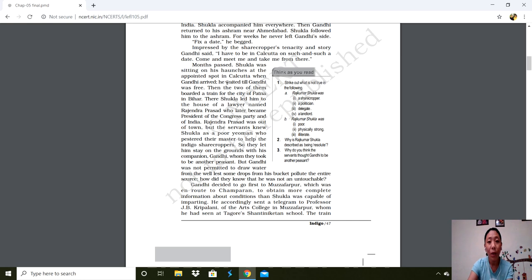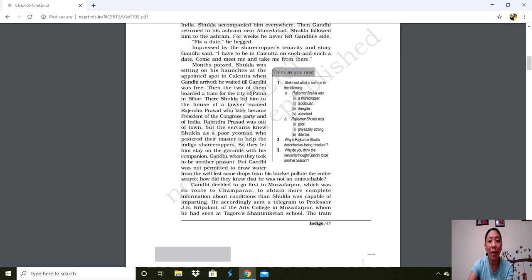Right? He waited till Gandhi was free. So this sentence indicates that Rajkumar Shukla was not only resolute, but he was a man of great patience. He did not react as soon as he saw Gandhi, he waited patiently until Gandhi finished his meeting or all his work.